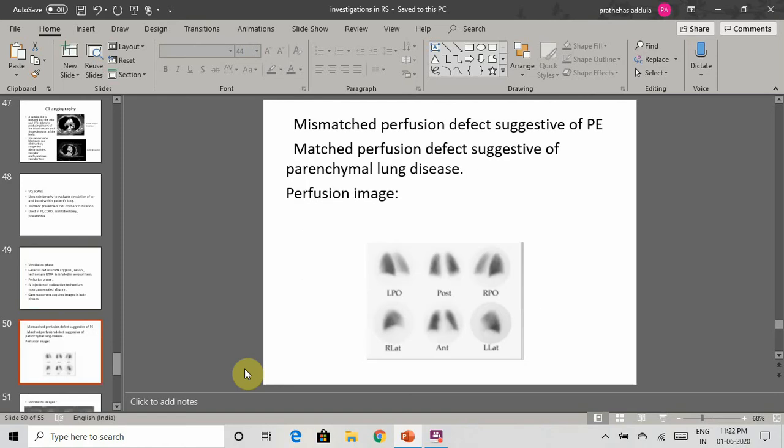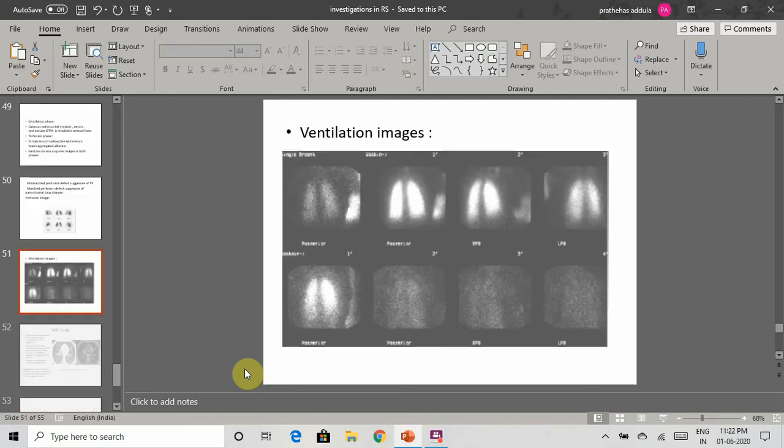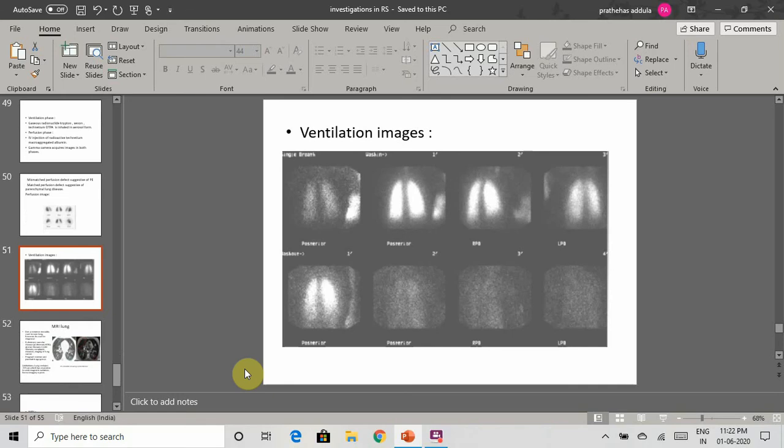Mismatched perfusion defect suggestive of pulmonary embolism. Matched perfusion defect suggestive of parenchymal lung disease. This image shows perfusion image, whereas this shows ventilation image.